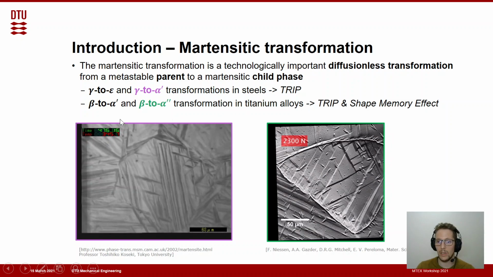We usually have the high temperature phase, which is beta, BCC, and we can transform this to a hexagonal phase, alpha prime. And we also have something called beta to alpha double prime, and alpha double prime is an orthorhombic phase, which is kind of like an unfinished transformation to the hexagonal phase. So we also have two different Martensitic transformations in the titanium system, and this is also used for TRIP, but also for the shape memory effect.